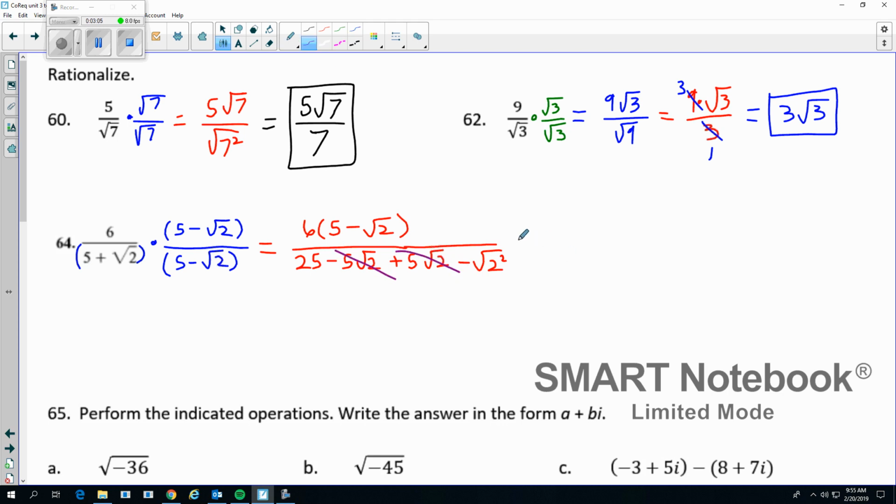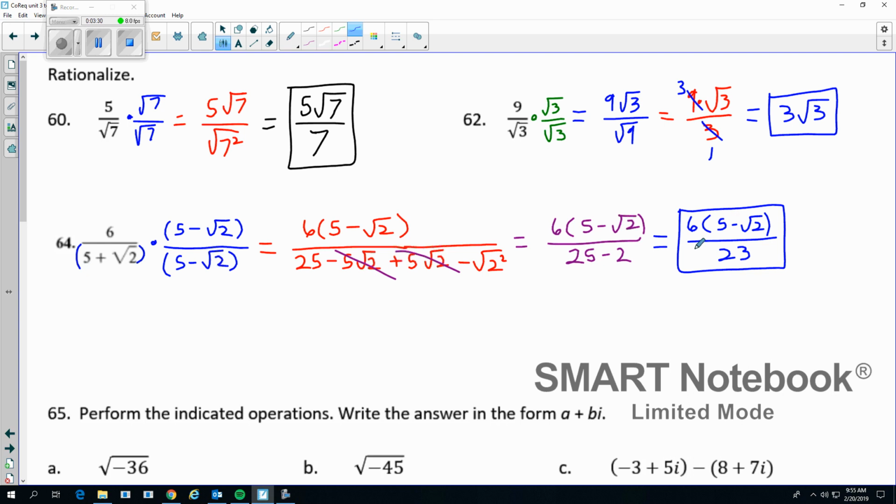Okay, and so you still have the 6 times 5 minus square root of 2 on top. And then on bottom, you're basically going to have 25 minus 2, which we'll go ahead and finish off, and then we're done. So 25 take away 2 is 23, and there we go.